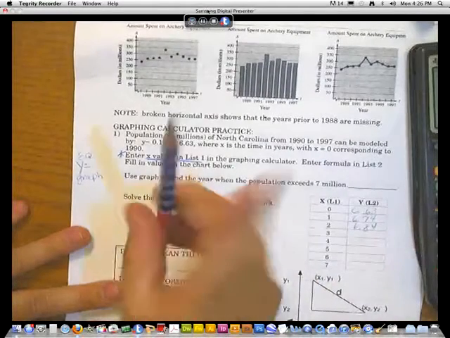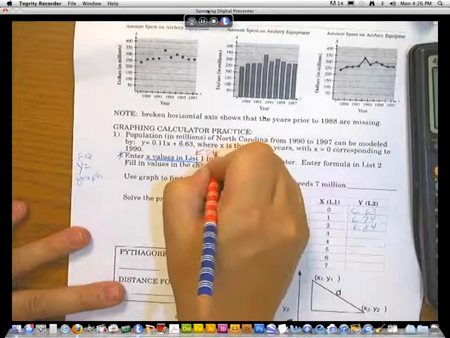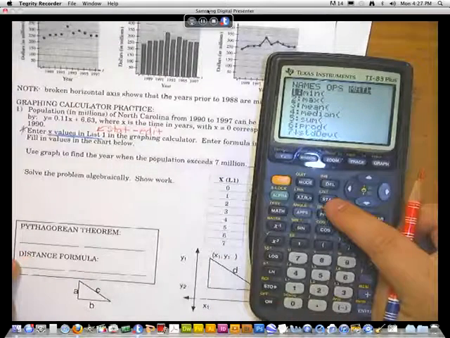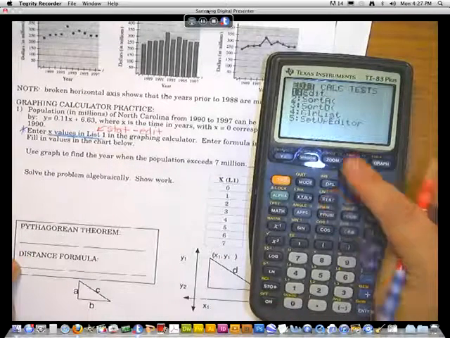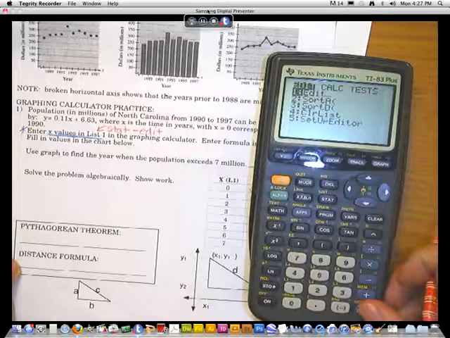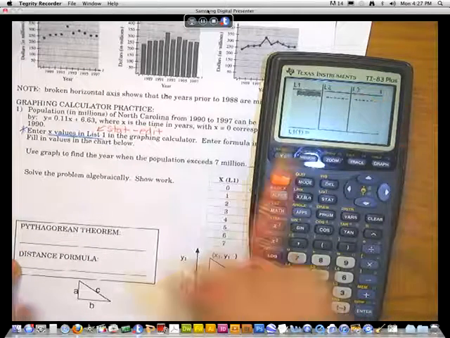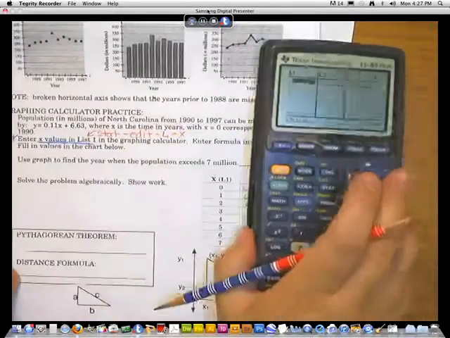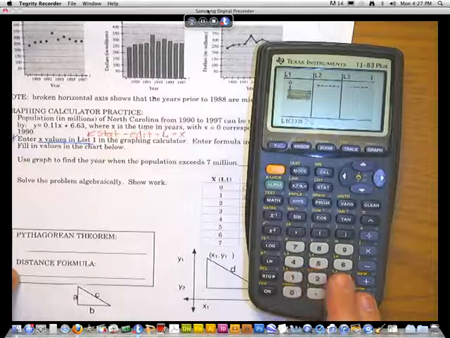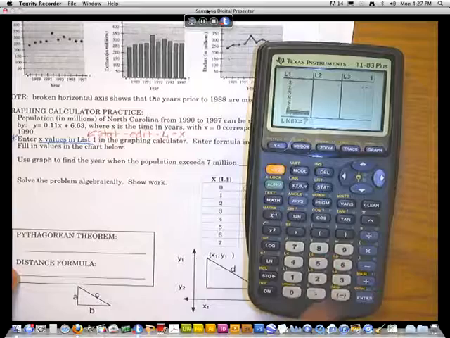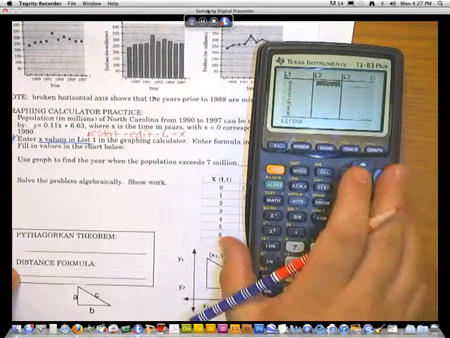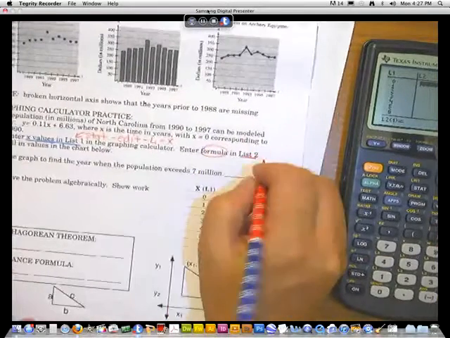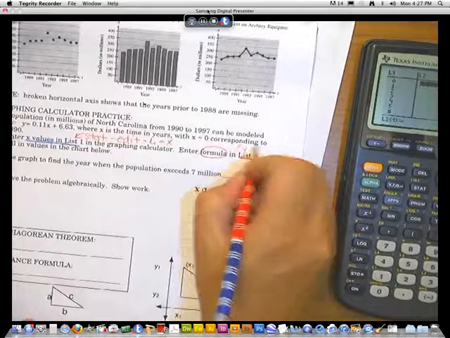If we're going to enter values into list 1, you actually go to stat and edit. So here's our stat key. The very first one is edit, and there is list 1. List 1 is actually going to be our x values. So we're going to put in 0, enter, 1, 2, up to 7. Okay. Then we're going to arrow over to list 2. It says enter the formula into list 2.